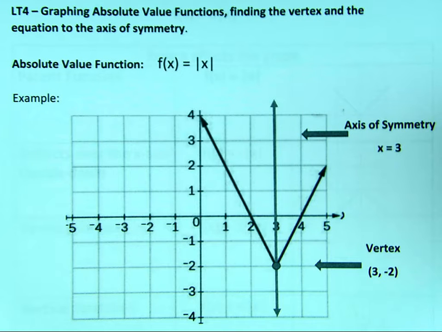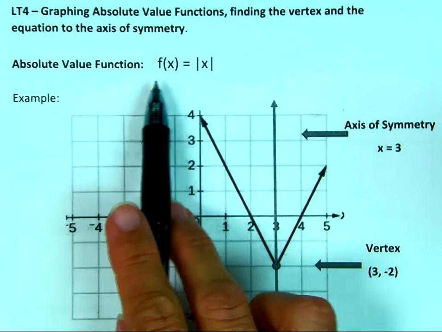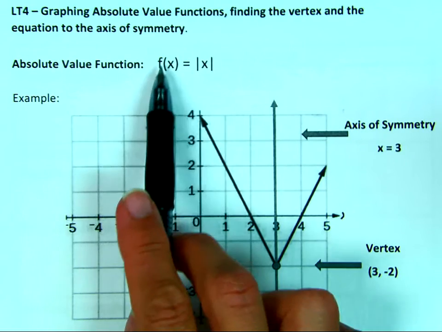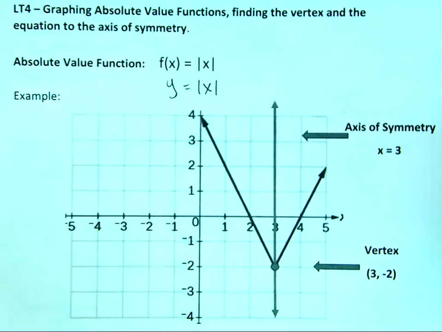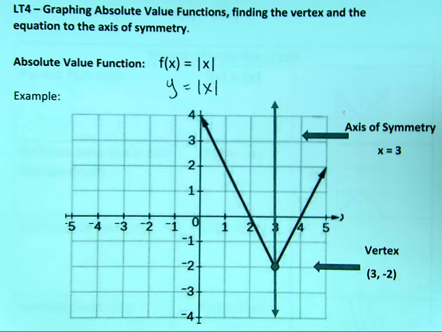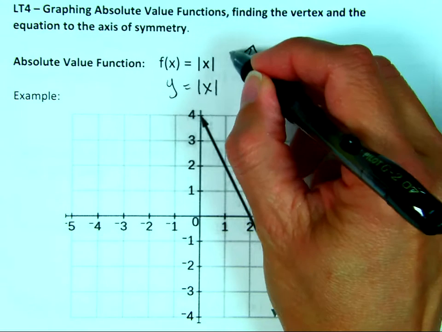Today we are going to talk about absolute value functions, graphing them, finding the vertex and the axis of symmetry. So the parent function is f of x equals the absolute value of x. Remember, f of x is just y in disguise, so if you had y equals the absolute value of x, that means the same thing. And the absolute value function is always in the shape of a V.